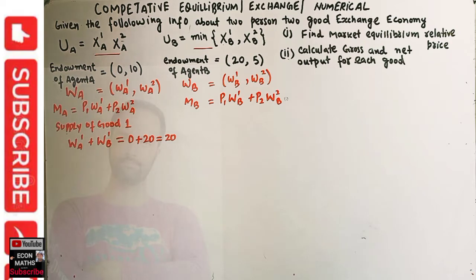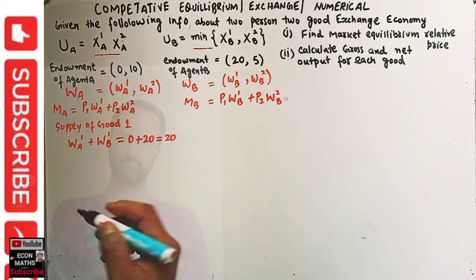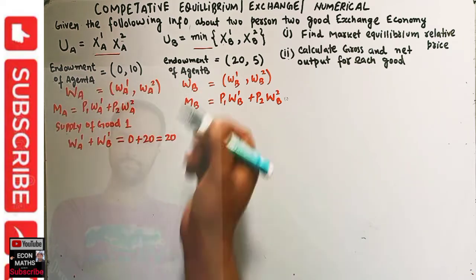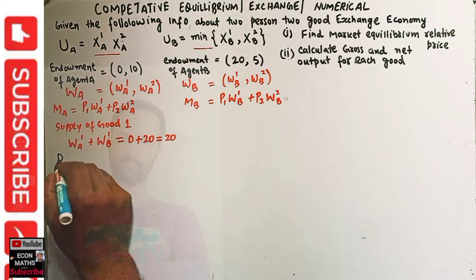Now we need to find the demand function for person A. Let me write it here.